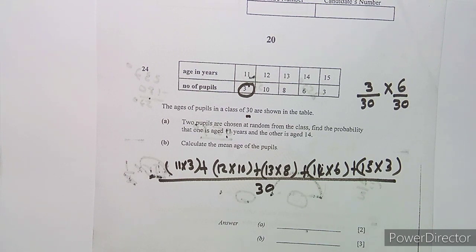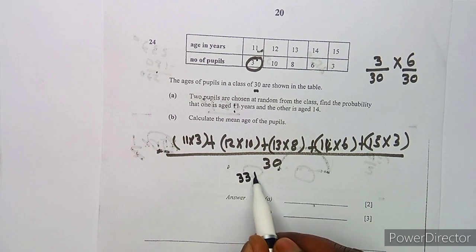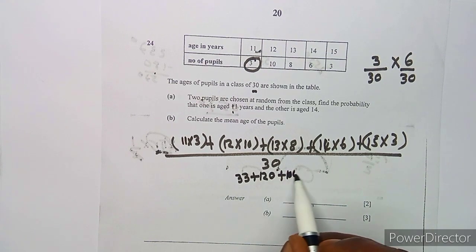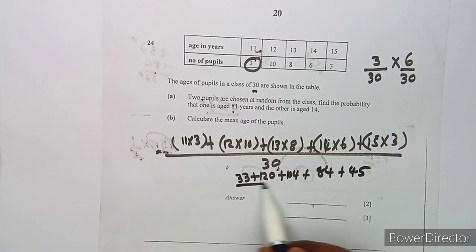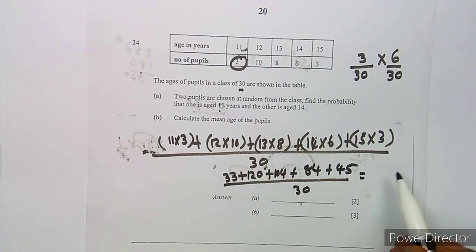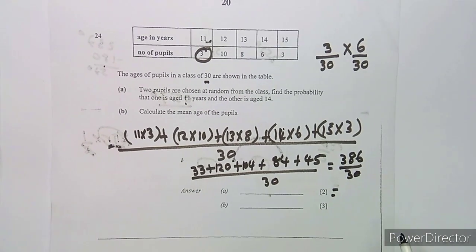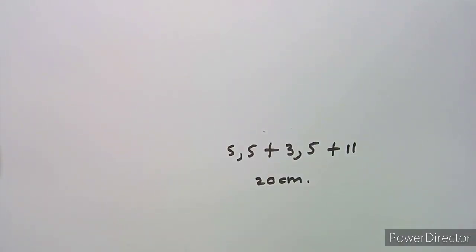11 times 3 is going to give us 33 in this case. So we shall have 33 plus 120 plus 18 times 8, which is something like 104. So you just need to combine everything properly. Then over 30, which is going to give us something like 386 over 30. So you can reduce this one, guys. At least it must give us 12 and 13 over 50, something like that. So here, just reduce by the smallest number. To start with 2, you move on to just work with the smallest number that you have there.